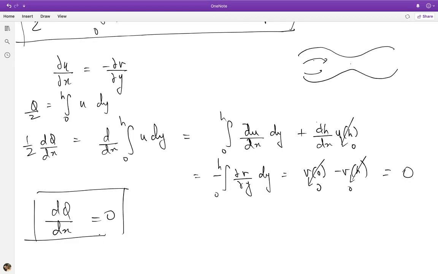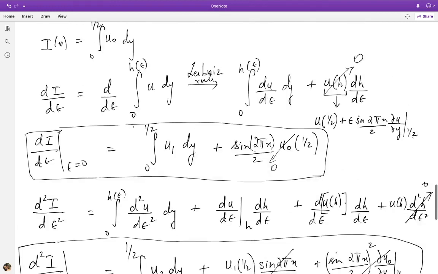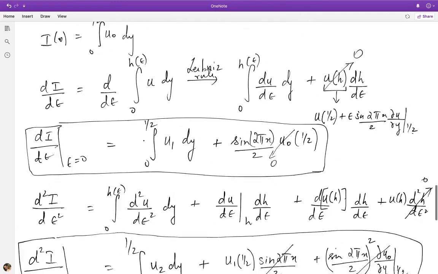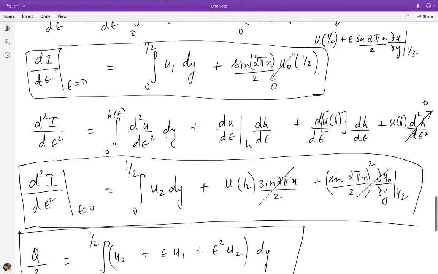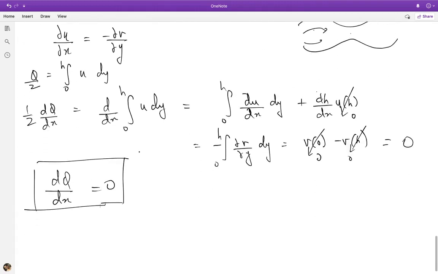Now I can prove this not only for the full problem, but if you want, instead of applying this to the full problem, you can Taylor expand this expression. So you can start with the general form, apply Leibniz rule and start with the expanded form of the integral, and then use the continuity equation as well, and you will get the same result.